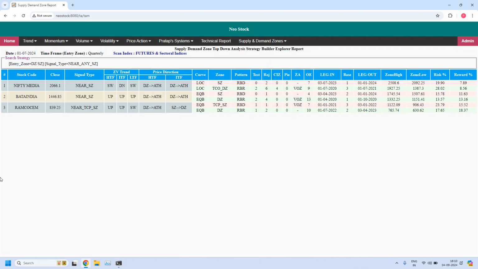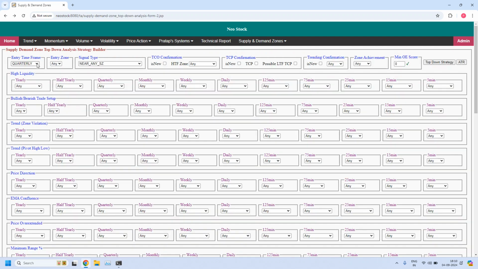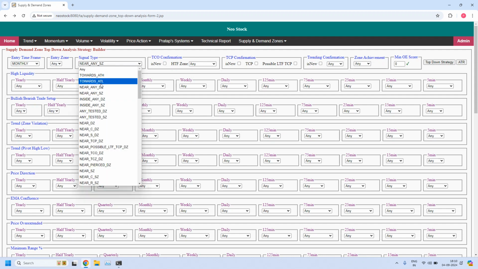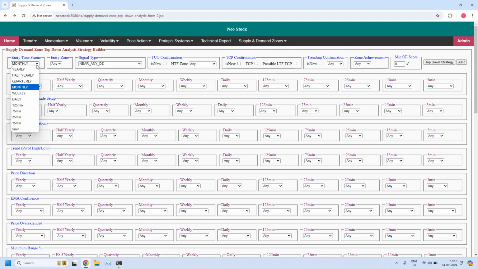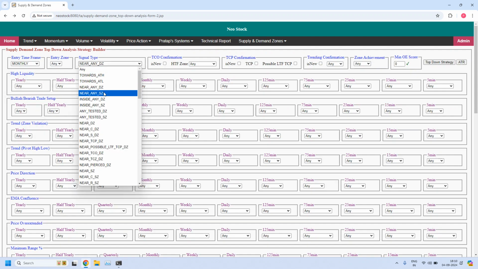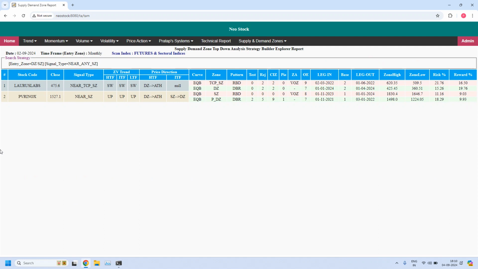Three stocks are filtered near the quarterly supply zone. Next time frame is monthly, and let us find the stocks near monthly demand zone. Two stocks are filtered. So next, for the monthly time frame, let us find the stocks near monthly supply zone. Two stocks are filtered near the monthly supply zone.